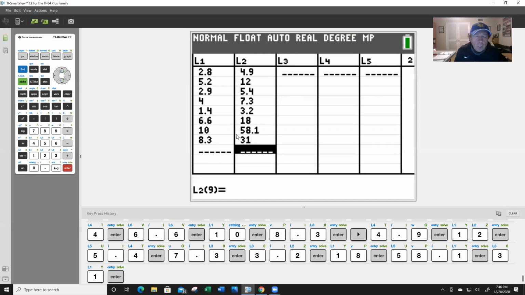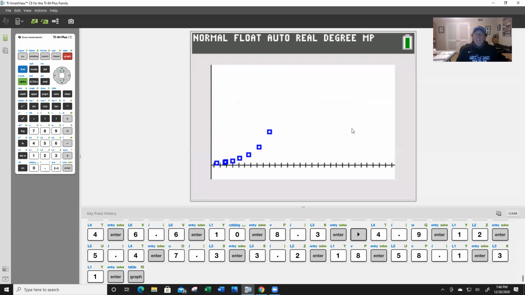All right, so here's the data in there. I'm going to start with a linear model. Well, first we graph it. We graph that. Doesn't look linear. It looks exponential to me, but okay, I'll do linear. I always start with linear.